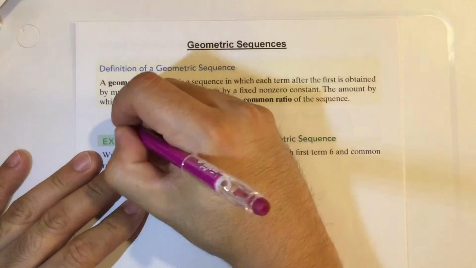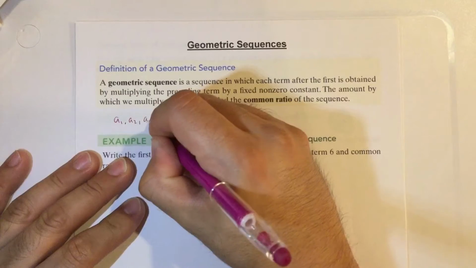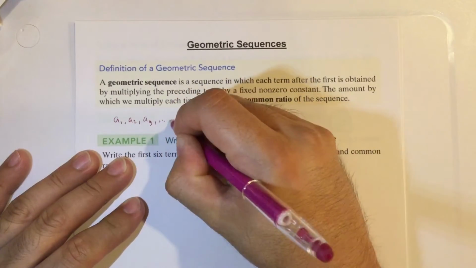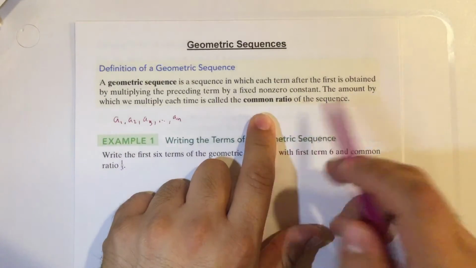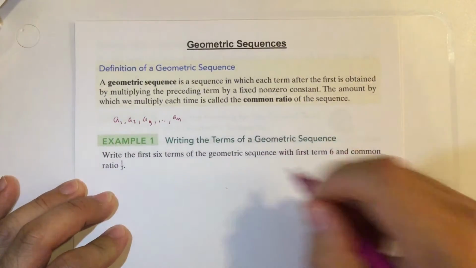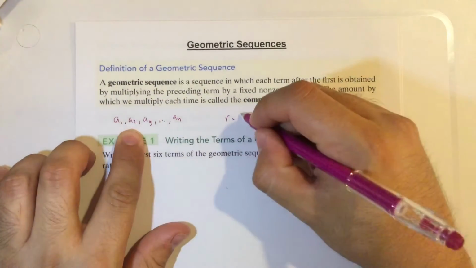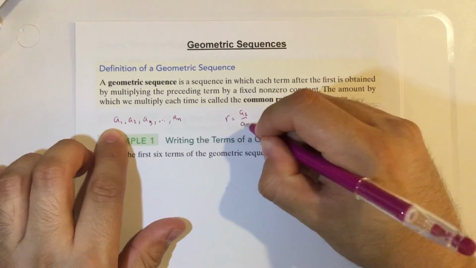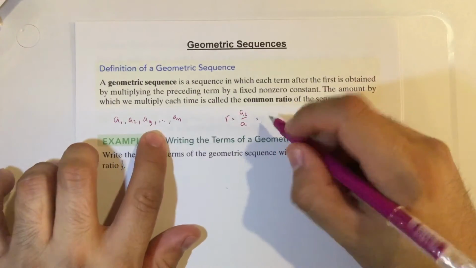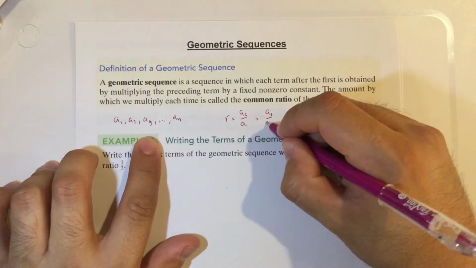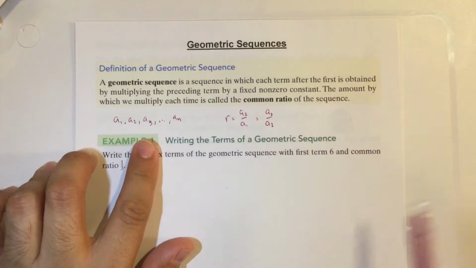So in essence, you have your first term, a sub 1, second term, all the way until your nth term, a sub n. And the common ratio, which is this fixed non-zero constant, we use the letter r to represent. The way you figure that out is we just take the second term and divide it by the first term. You can also do the third term divided by the previous term, which is the second, and then the fourth divided by the third, and so on. All of those would be the same. It would be your common ratio.